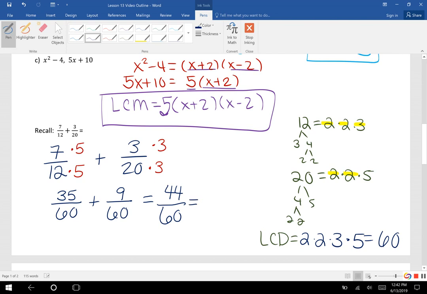And then I guess we should reduce. I think I can divide by 4. 44 divided by 4 is 11. 60 divided by 4 is 15. And there's my final answer, 11 over 15.